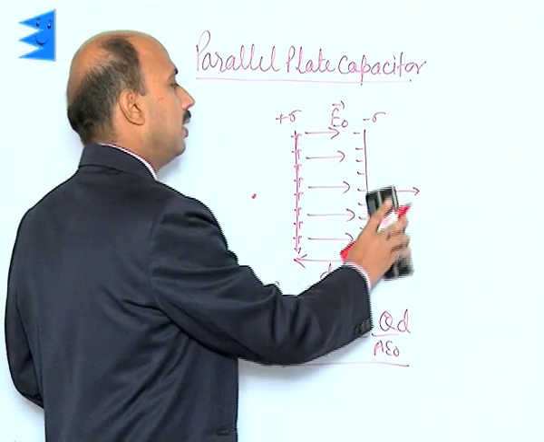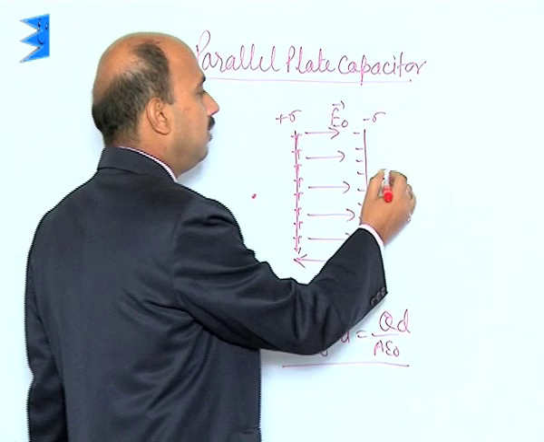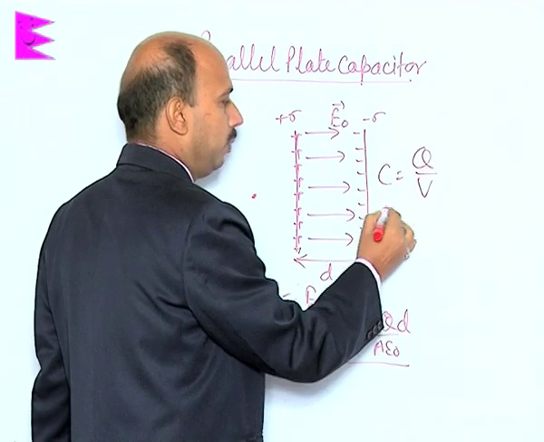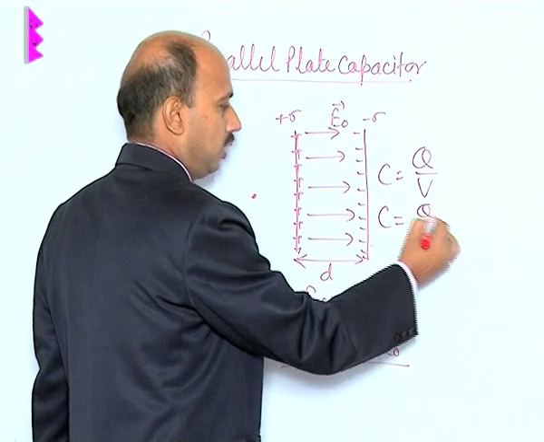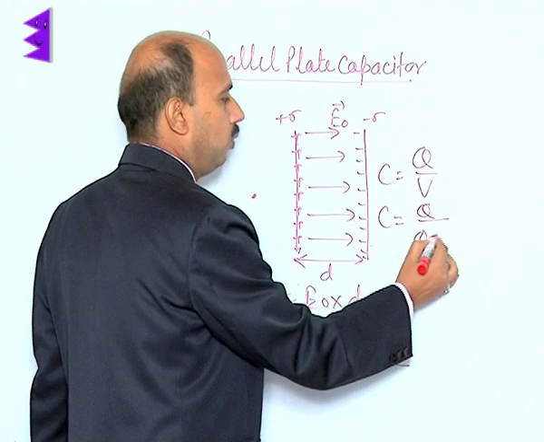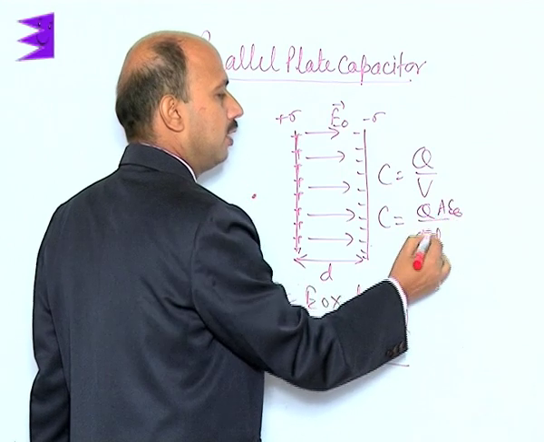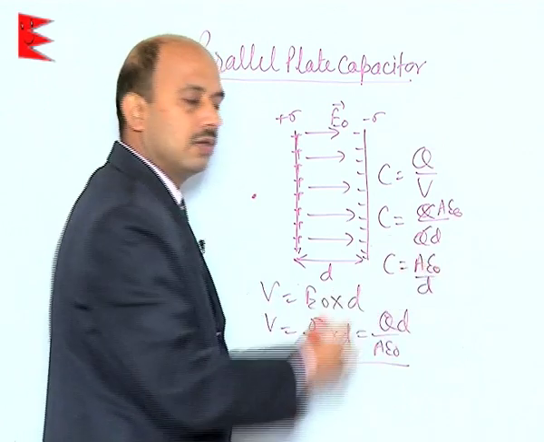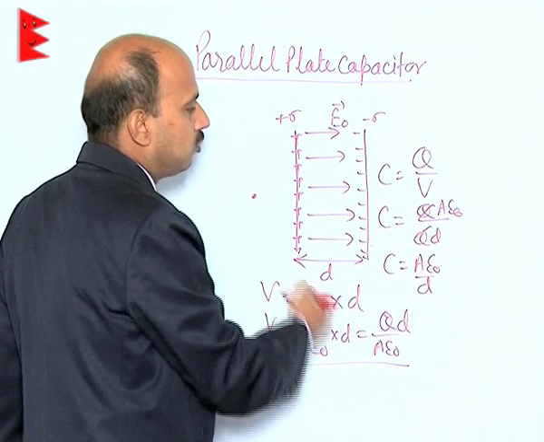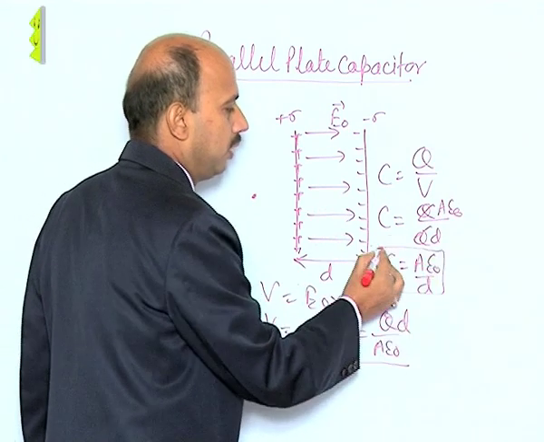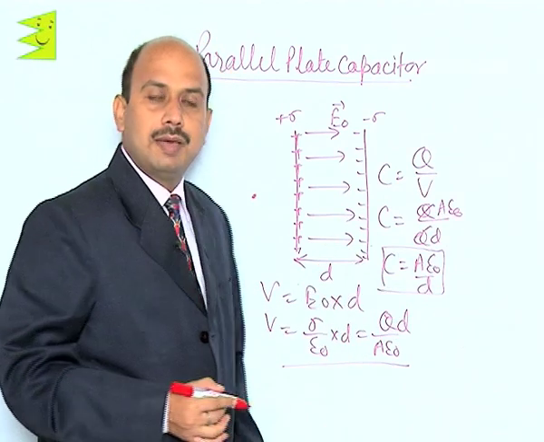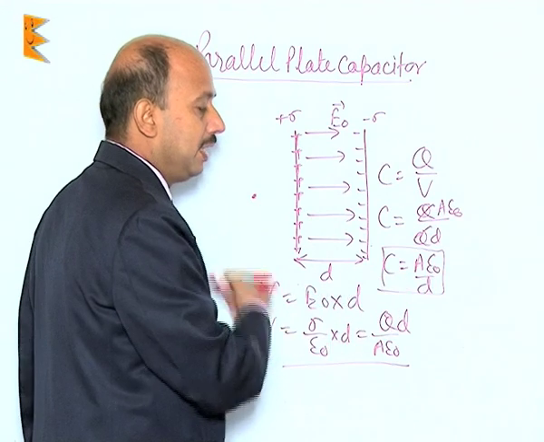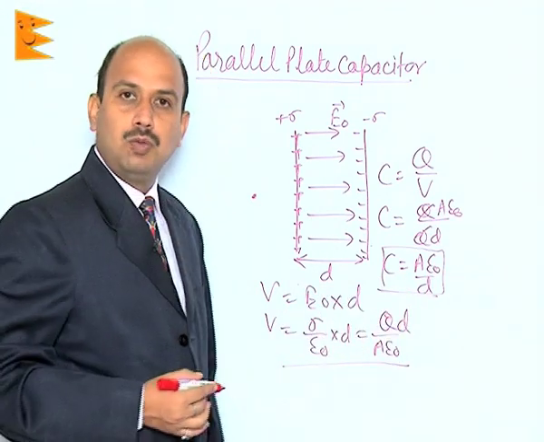Now, we can take C is equal to q upon V. So, we can write C is equal to q upon q d upon A epsilon naught, q cancels. So, C is equal to A epsilon naught by d. So, the capacitance of this parallel plate capacitor is given by C is equal to A epsilon naught upon d here. Now, this depends on the area of the plates and the distance between the two plates.